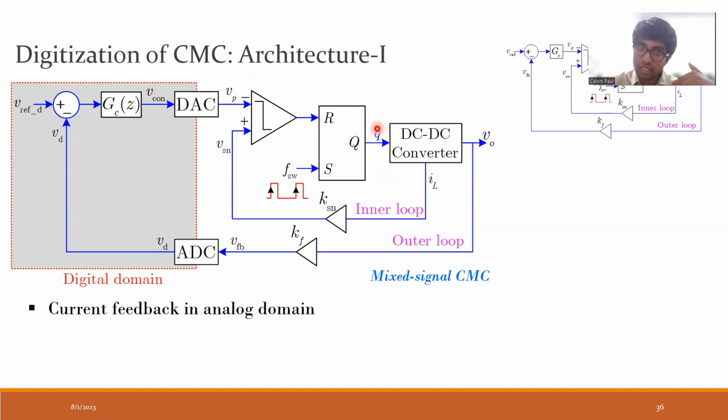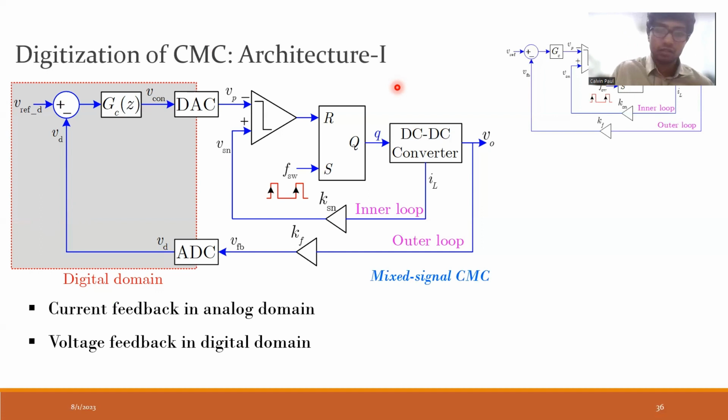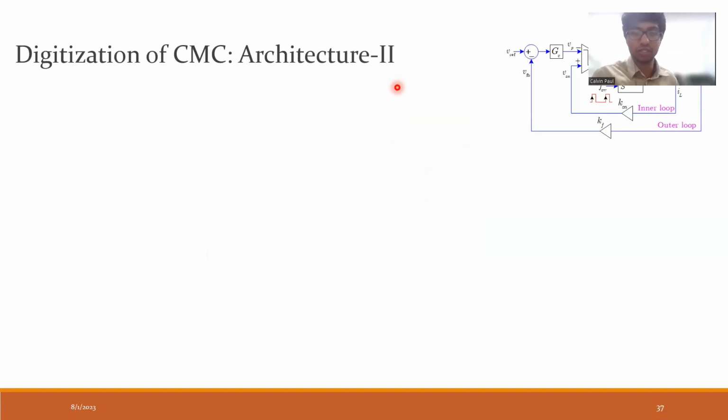Okay, so this is a mixed signal current control, where the inner loop is analog and the outer loop is digital. The analog value of the output voltage is converted by the ADC to a digital value. That goes to the controller, which generates a reference value, VCON, which has to be converted into the analog domain via a DAC, so that it can be used for comparing with the sensed inductor current, and that will modulate this DC-DC converter. So this is known as mixed signal current control. The current loop is in analog and the voltage loop is in digital.